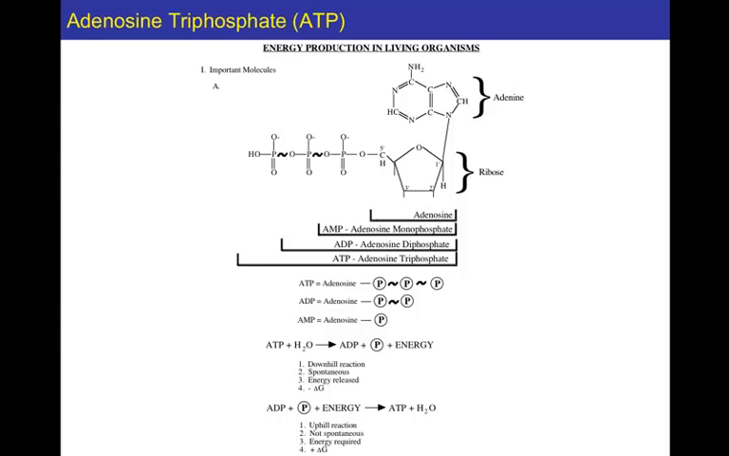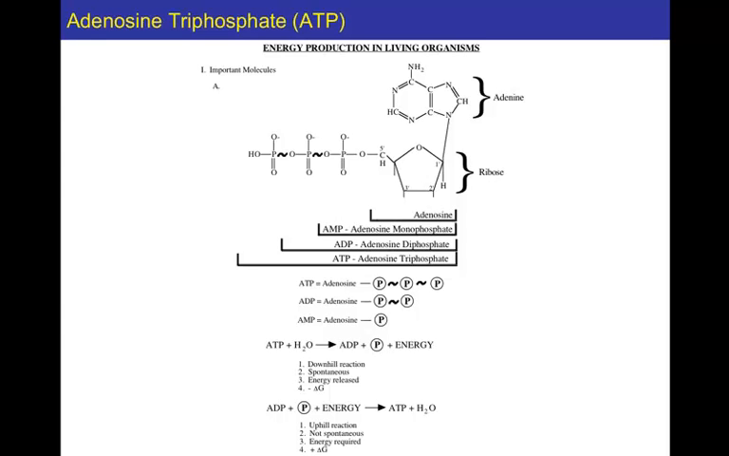We also must cover some terminology here. When you have the sugar and the adenine alone, that is a nucleoside. When you add the first phosphate group, that is a nucleotide, and that is adenosine monophosphate, or AMP. When you add the second phosphate group, you've got ADP, adenosine diphosphate, and when you add the third one, you've got ATP, adenosine triphosphate. Keep in mind that the production of ATP from ADP and a phosphate group is an uphill reaction that requires energy. It's not spontaneous, and it's got a positive delta G.